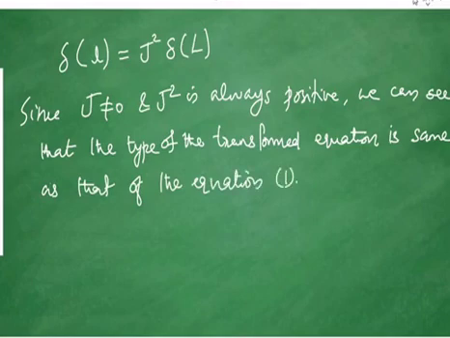That means if delta L is positive, that is, if the given equation is hyperbolic, then delta small l will also be positive. That means the transformed equation is also hyperbolic. Or if it is parabolic, then delta L will be 0, so delta small l will be 0. That means the transformed equation is also parabolic. And if it is elliptic, that means if delta capital L is less than 0, delta small l is also less than 0.